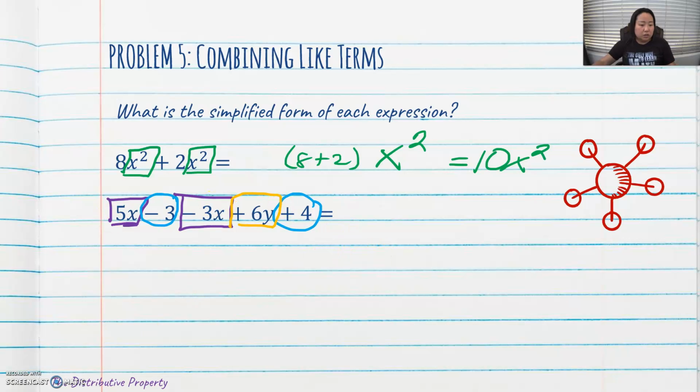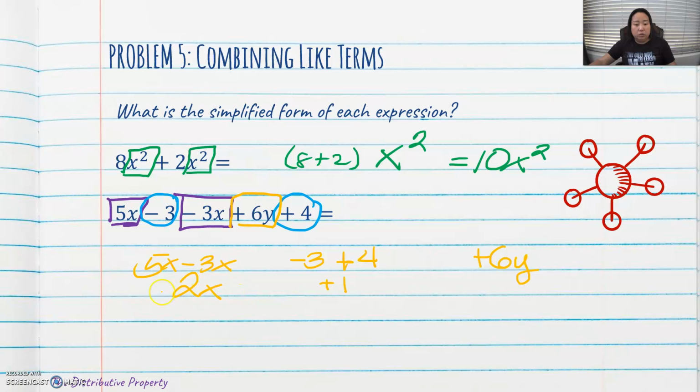So we can start with 5x and negative 3x. We have now 5x minus 3x. How much is that now? That's going to be 2x. Negative 3 and positive 4, as you can see, that's going to be positive 1. And then we have that isolated here, the plus 6y. So you will have a plus 6y.